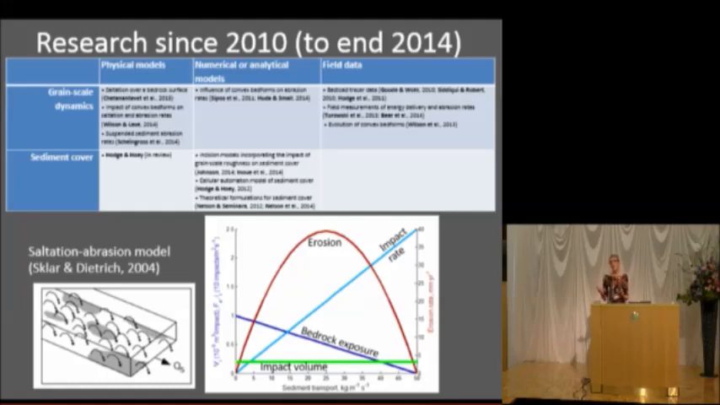And what a lot of work has done is taken this model, and there's really been an explosion of papers trying to take this model and improve it, or add extra parameters into it. So for example, there's been work looking at what happens if you don't have a flat bed and you actually have convex bed forms on your bed. Or what about trying to incorporate the impact of grain scale roughness on those interactions between the flow and the sediment transport?